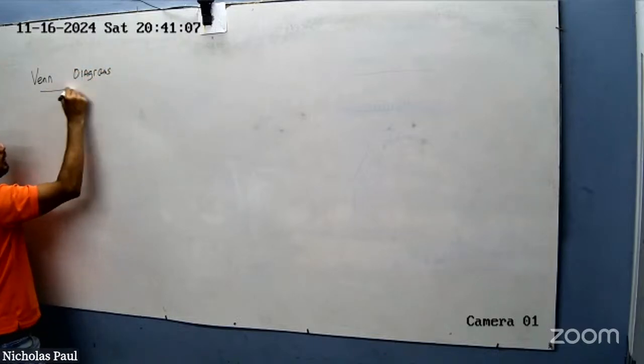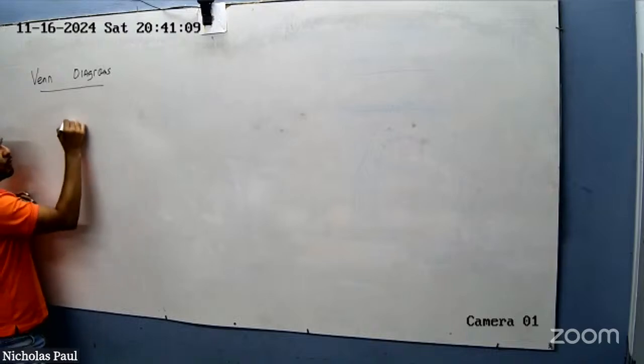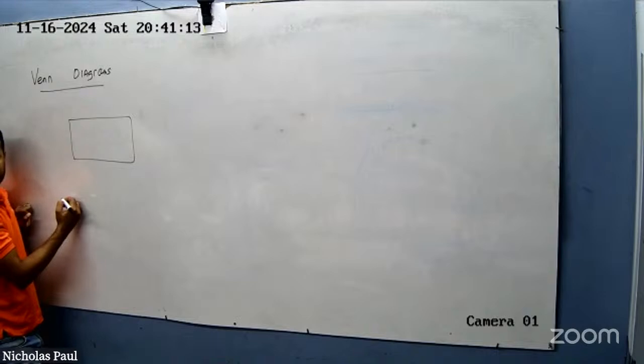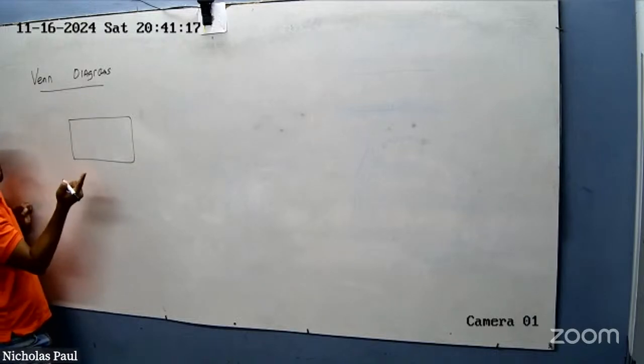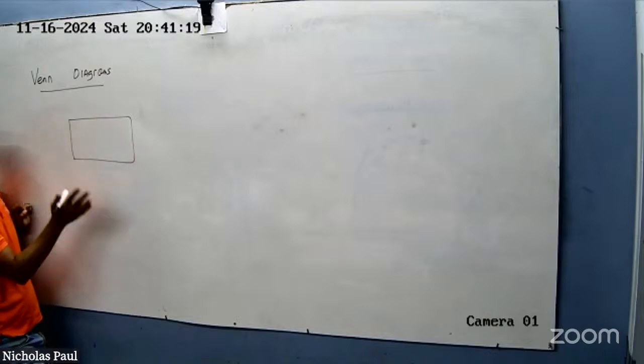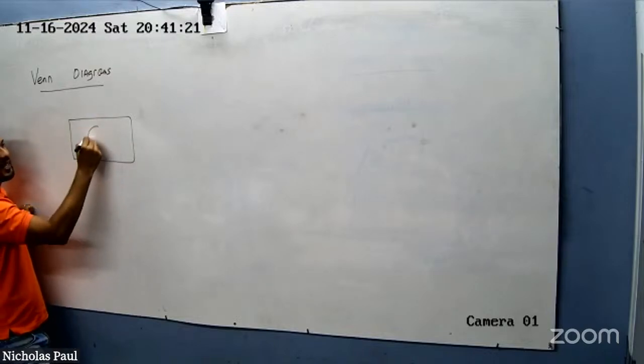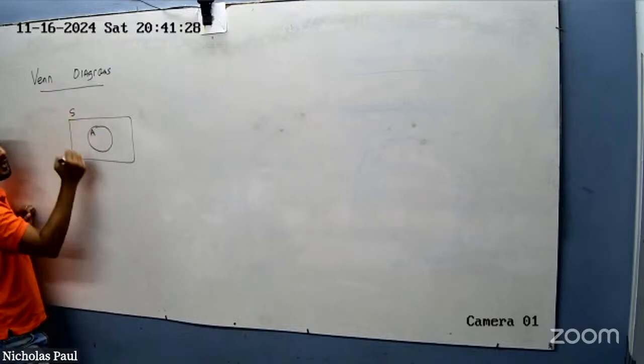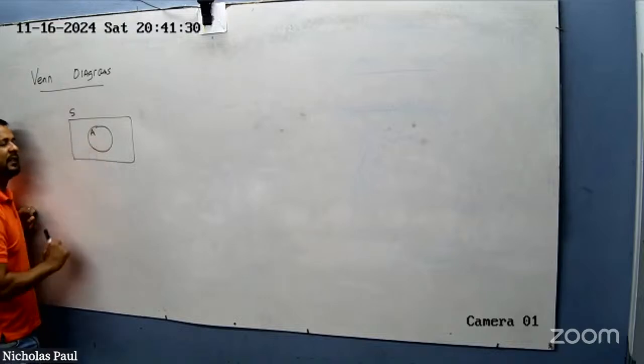Right. So if you're doing Venn diagrams, we know that this rectangle represents the universal set, right? So in this case, the Venn diagram represents the sample space, everything that's possible. And inside here represents the event E. Outside here is the sample space. Here is the event E.